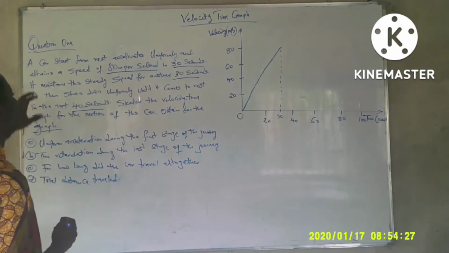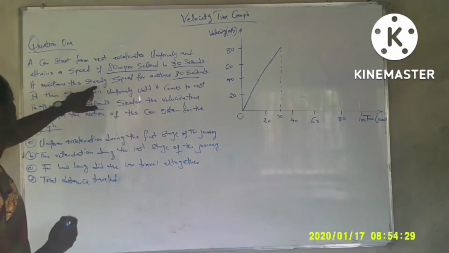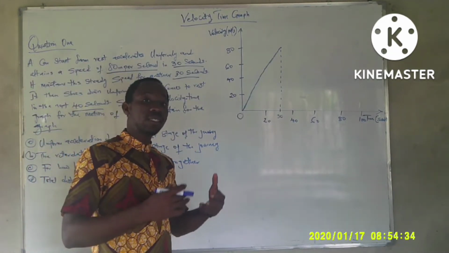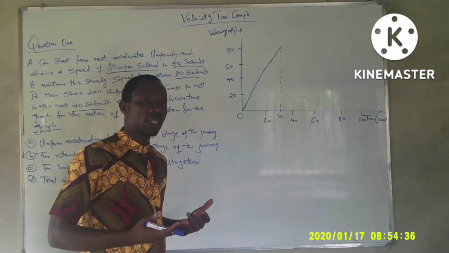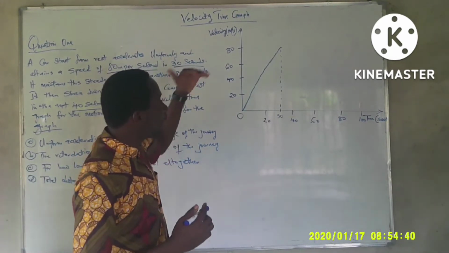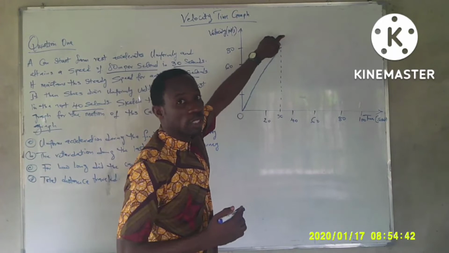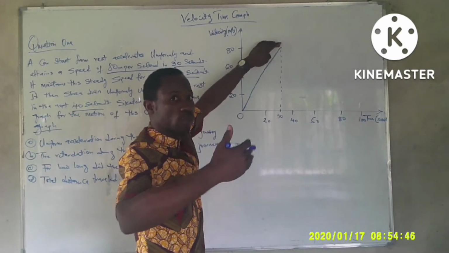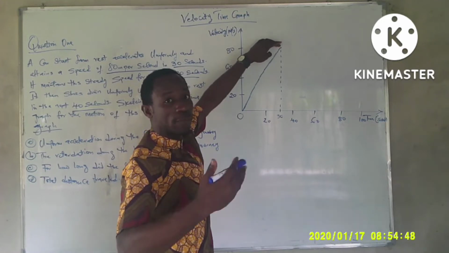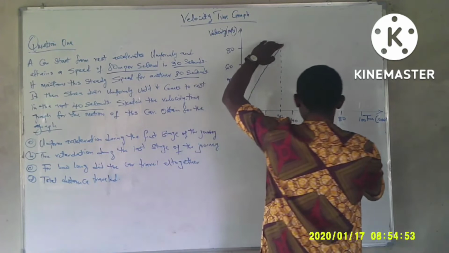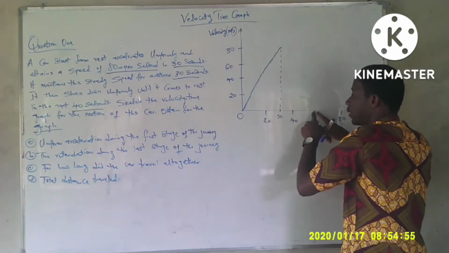Now the next stage is that it maintains this steady speed for another 30 seconds. That is, the speed was uniform. The speed wasn't changing, it was constant. So it maintained this same 80 meters per second. It didn't change, but the time has changed. When it was moving with this same speed, the time became another 30 seconds. So 30 plus another 30 gives 60. So at this point, let me call this my 60.